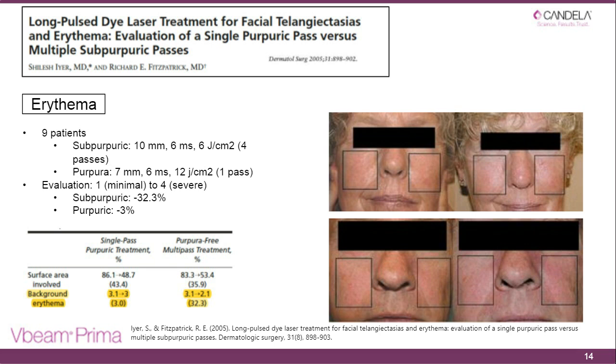And they see that on the side where they use subpurpuric settings, 4 passes of subpurpuric settings, the improvement of the basal erythema is around 32%, whereas in the side treated just with the purpuric settings, the improvement is just 3%. So this article may lead you to think that use of various passes of subpurpuric settings is better to treat just the erythema on patients suffering from rosacea.